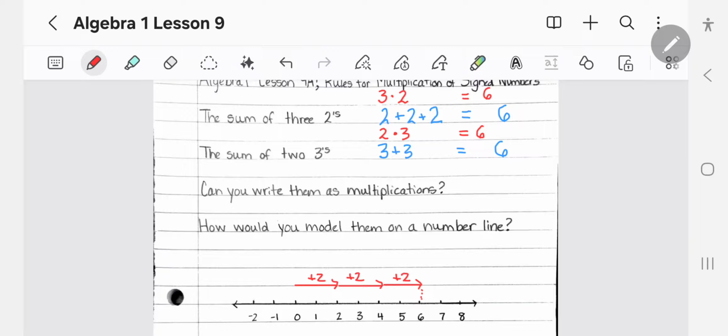Let me do the 3's. All right, now what if I have 2 3's? I'm still going to start at 0, and I'm going to go over to 3, and that's a plus 3. Then I can go from there, 3 more to the right, that's another plus 3, and I still end up at 6.